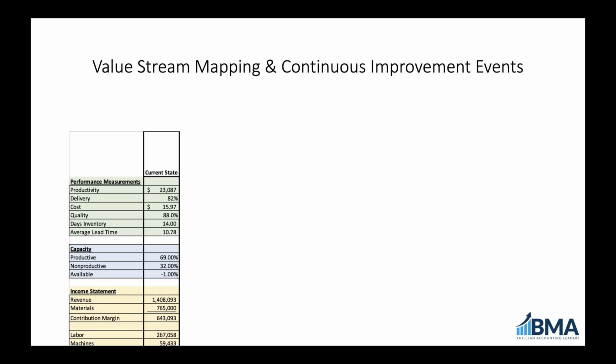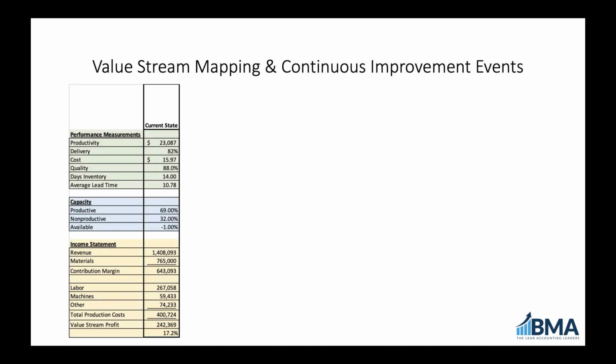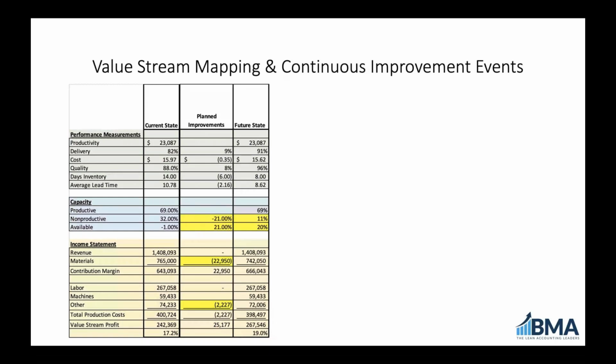So here's a quick example about value stream mapping and continuous improvement events. We have a current state box score. We have some planned improvements. And you can see in yellow the actual impact of those planned improvements. We're creating 20% capacity because we are improving delivery, improving quality, reducing days of inventory, reducing lead times. So we're saving actual material cost because quality is getting better and inventory is going down. We have some other miscellaneous costs that also are reduced.